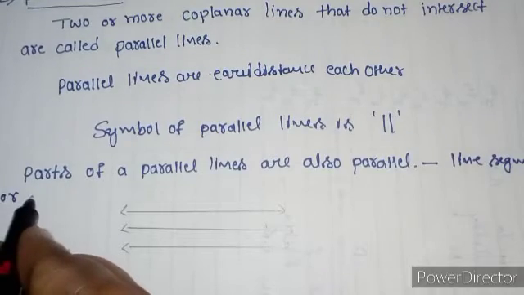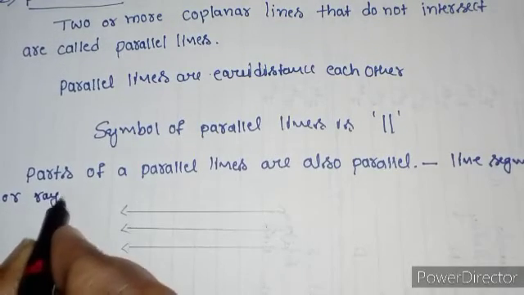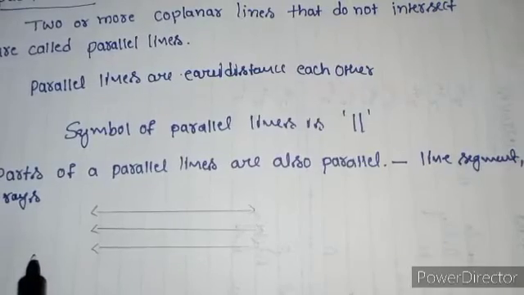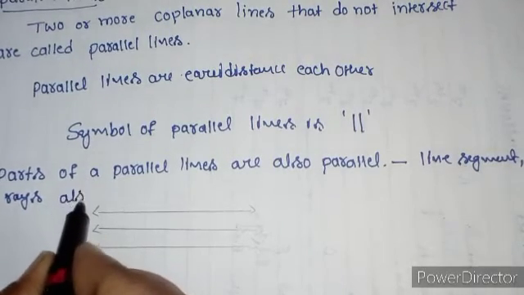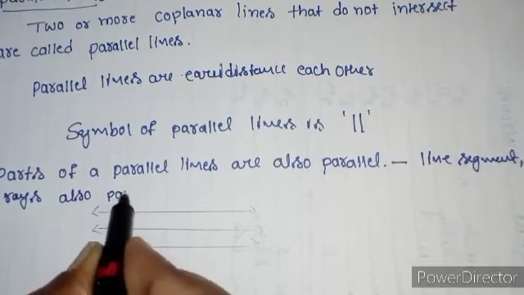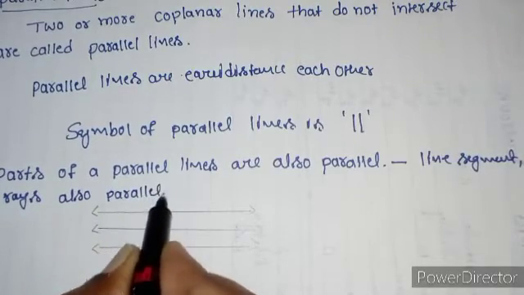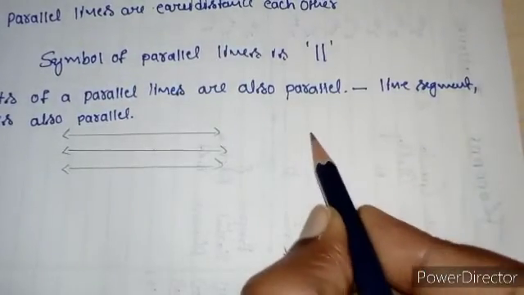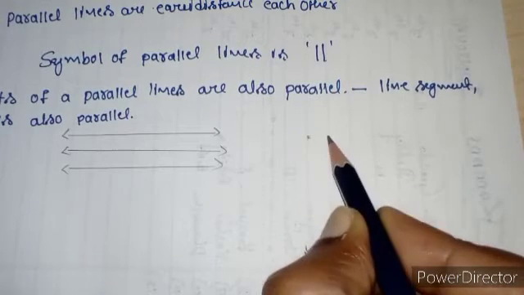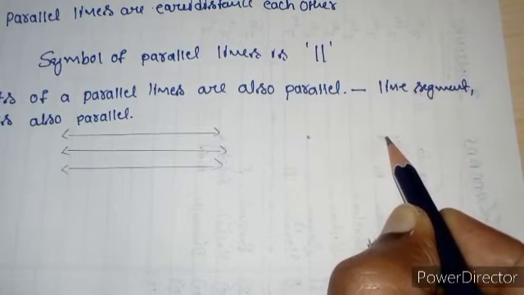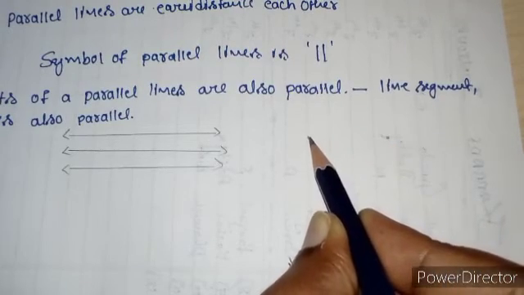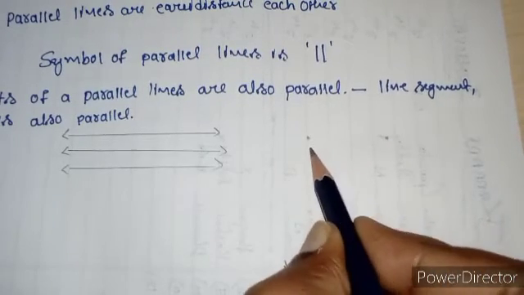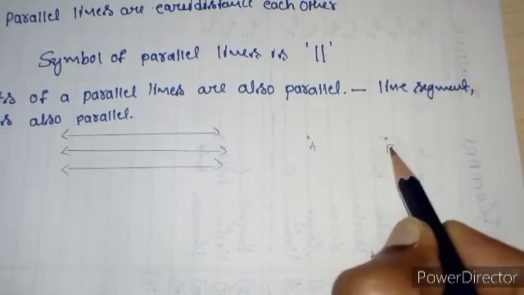Okay, that is line segments or rays also parallel. For example, all of you see here. Now I am going to draw two parallel lines with points. I am going to give names to these points, A point and B point.